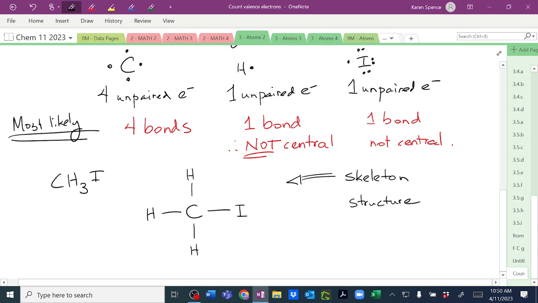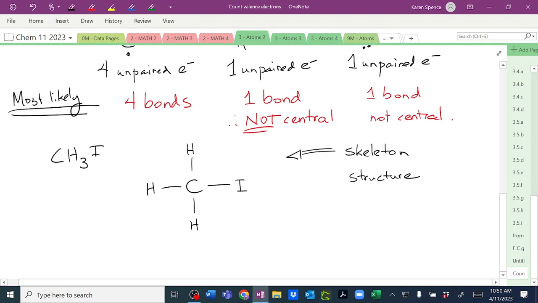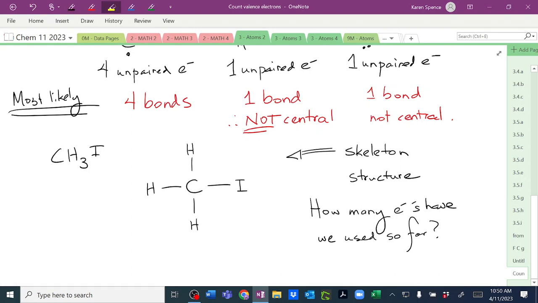How many electrons have we used so far? Tell your partner. I'm not hearing a lot of people. I'm hearing 2 people in front of me. How many electrons is a line? 2. So we have 2, 4, 6, 8. We've only used 8 electrons so far, so we're doing well.